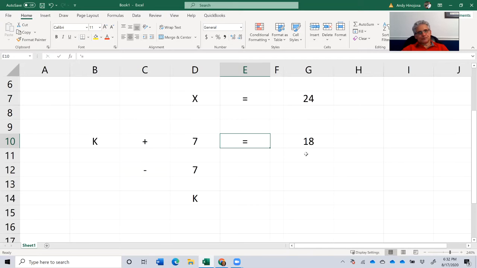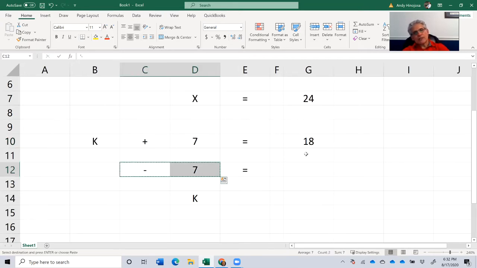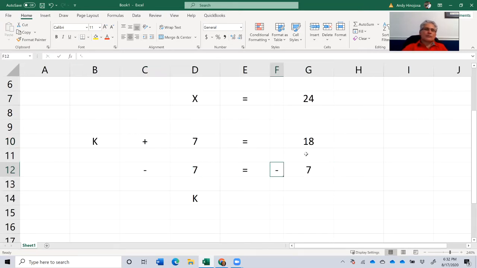So we are good. Whatever we do to the left side of the equation, we must do to the right side of the equation. 18 minus 7 equals 11. So what this suggests is that k equals 11. We can substitute the variable with the solution and see what the result would be. 11 plus 7 equals 18.